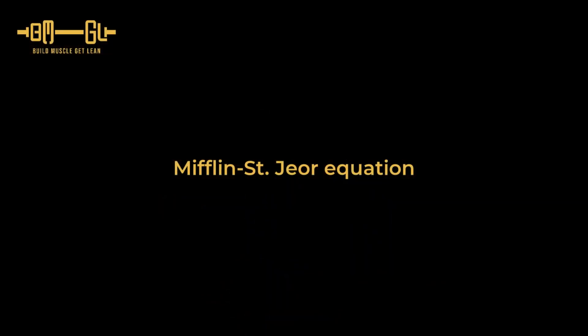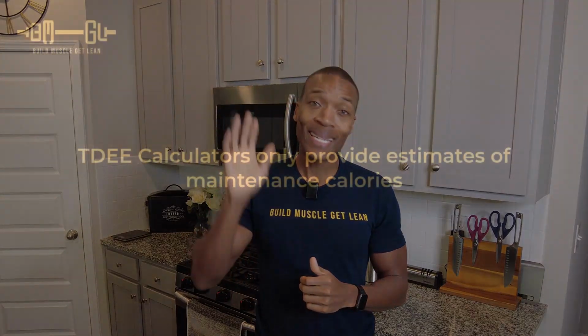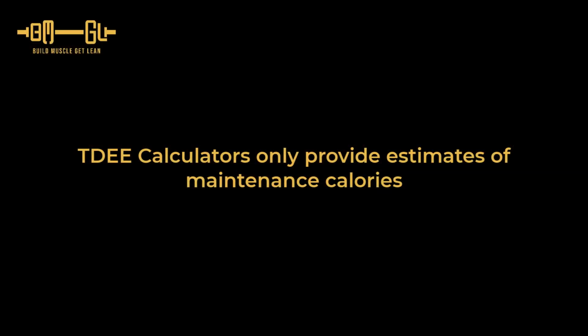The TDEE calculators that are considered the most accurate are those that use the Mifflin-St Jeor equation. You will need to first find your BMR and then multiply it by an activity factor to determine your TDEE or your maintenance calories. Now, you must keep in mind that TDEE calculators can only provide estimates of your maintenance calories. A calculator can't account for all the biological differences between people. So, although an estimate is not ideal, it's still a great starting baseline. It's pretty much all we have.